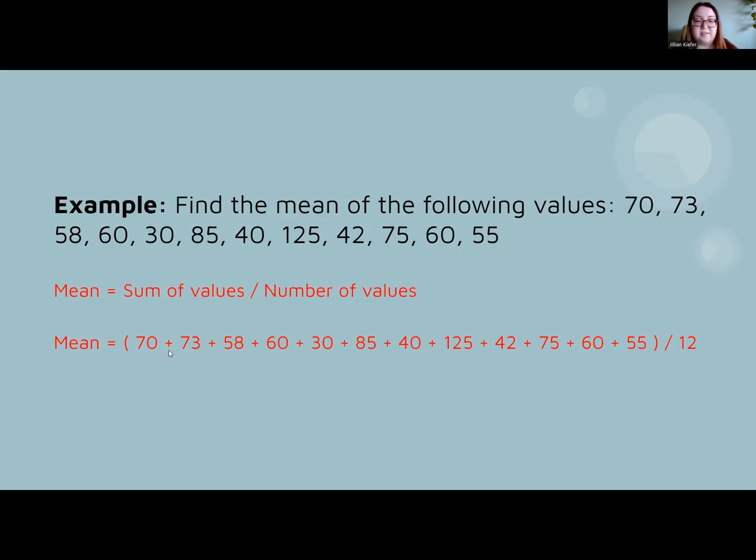So we've got 70 plus 73 plus 58 plus 60 plus 30 plus 85 plus 40 plus 125 plus 42 plus 75 plus 60 plus 55. All those numbers added up divided by 12. That will end up giving us 773 over 12, which is about 64.4. So 64.4 is roughly going to be the mean of these values.